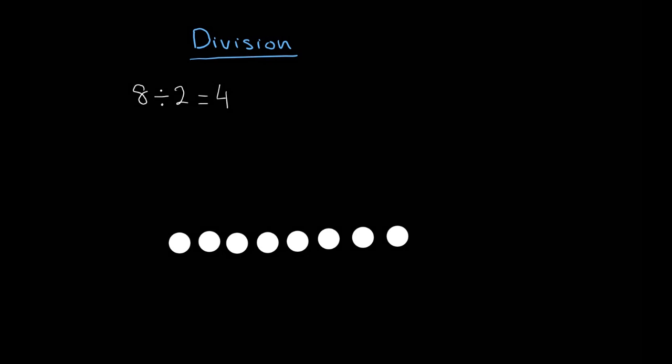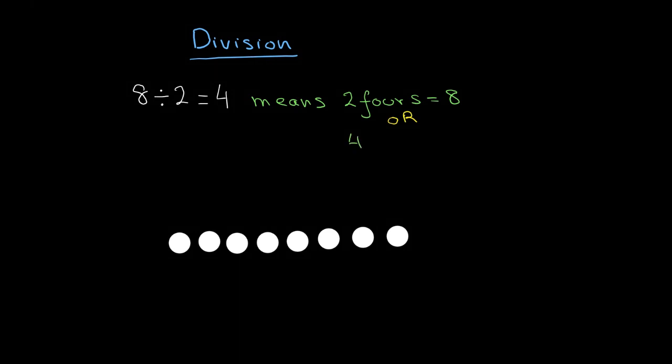So I'm going to say this stands for, or it means, either of two things, and they're both equivalent. It can either mean that 2 fours is equal to 8, or the same thing, 4 twos is equal to 8. So this box can mean either one of these two things, and that's what it actually means.